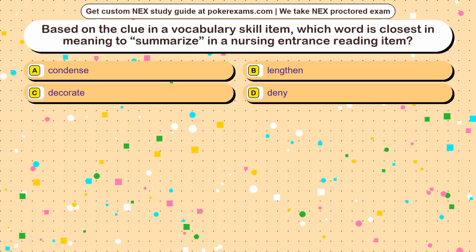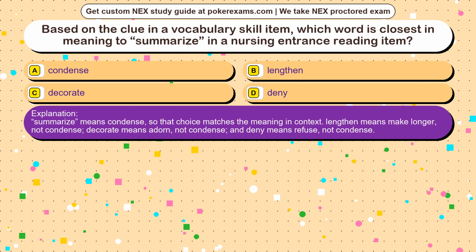The correct answer is option. Summarize means condense, so that choice matches the meaning in context. Lengthen means make longer, not condense. Decorate means adorn, not condense. And deny means refuse, not condense.